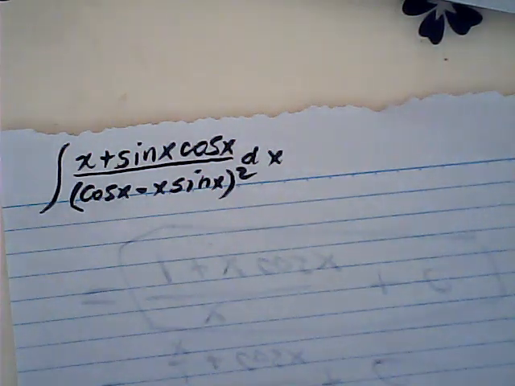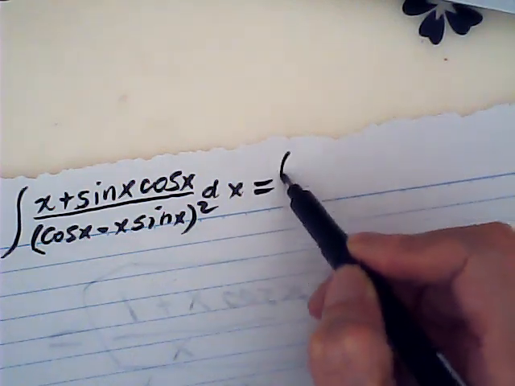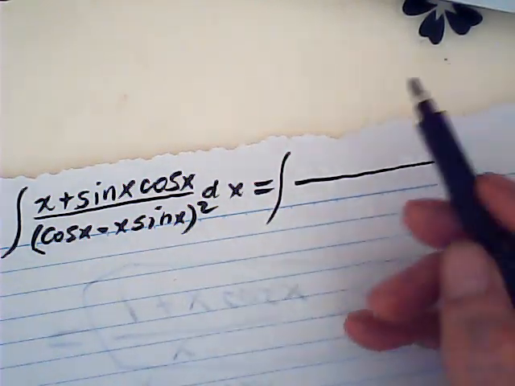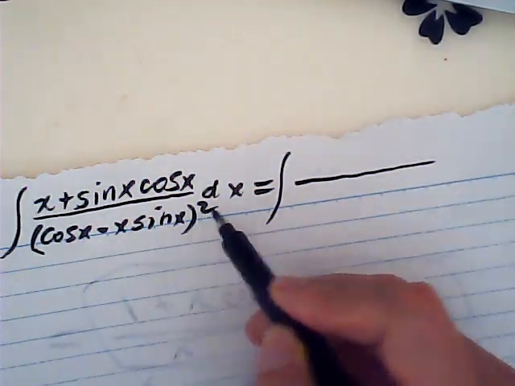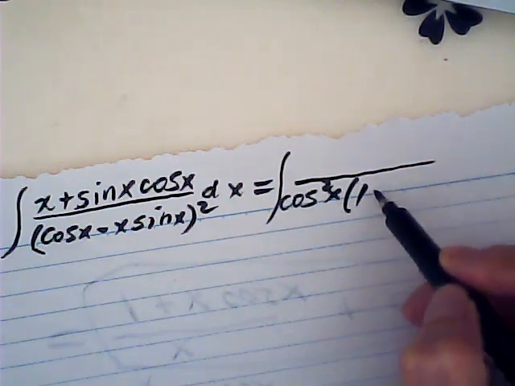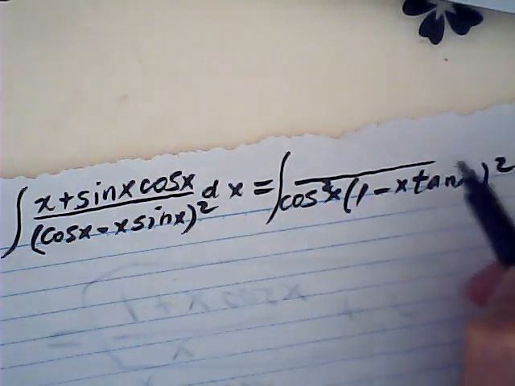This integral does not look very simple. Now let me do two methods for this integral. Method 1: I first withdraw x cosine x out. After drawing it out of the bracket, it becomes squared. It becomes cosine squared x, and becomes 1 minus x tangent x squared, right?